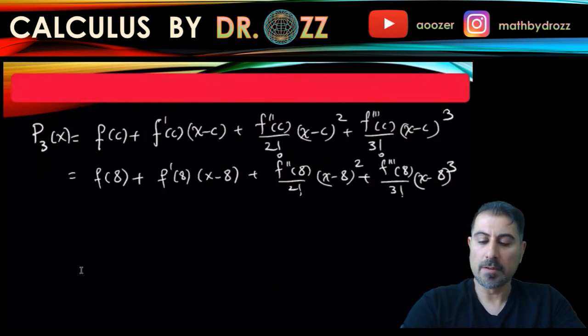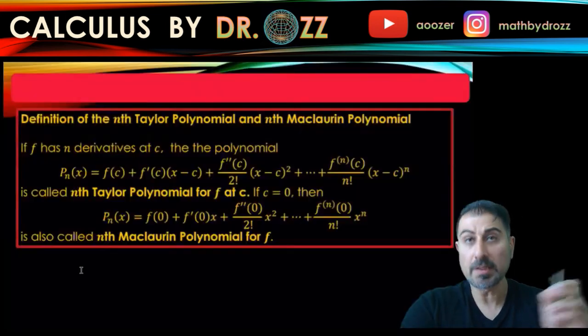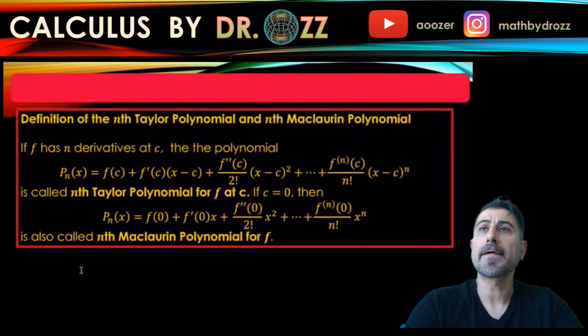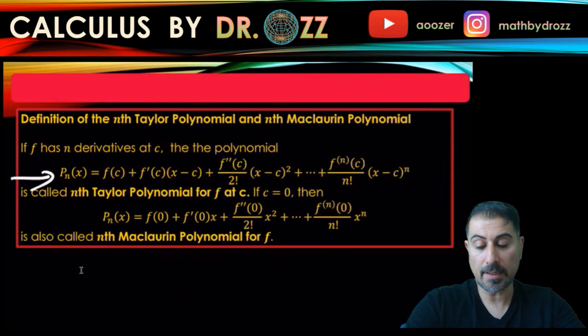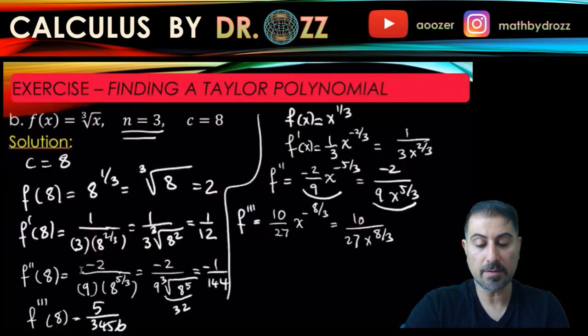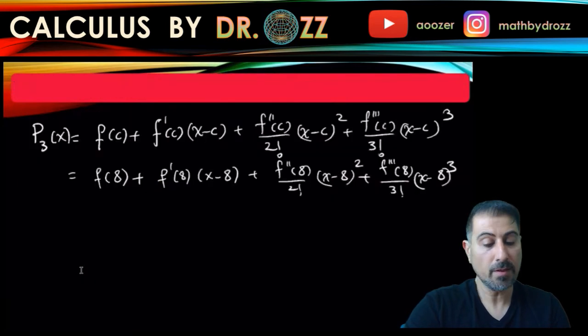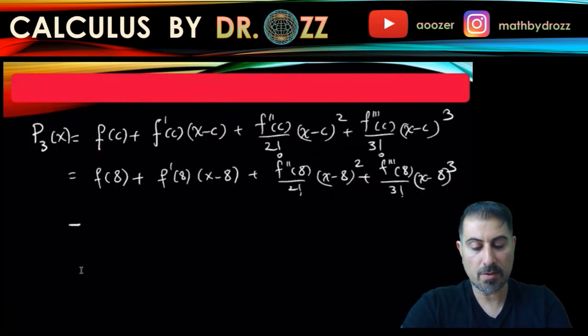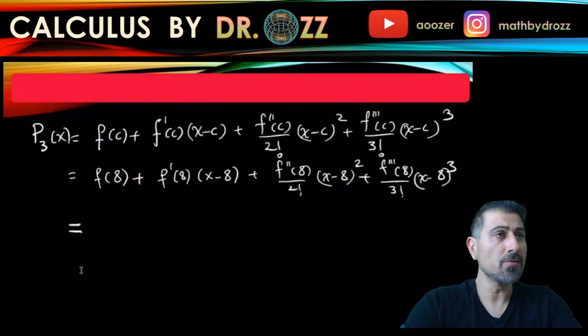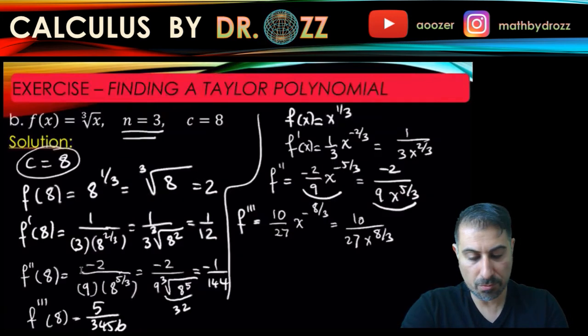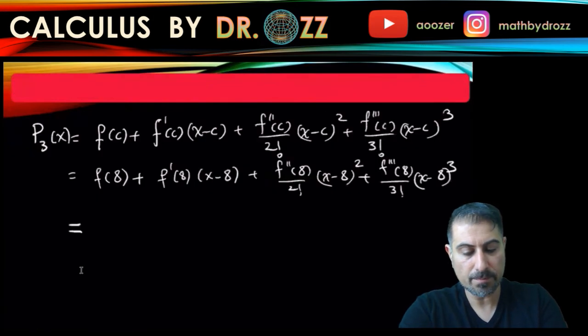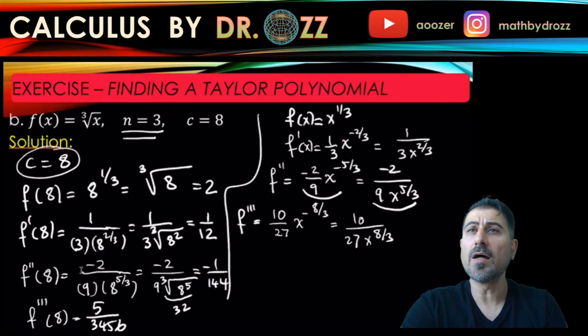There we go. I just precisely wrote the Taylor expansion by following the structure here. And C equals 8 for this case, right? C equals 8. All right. And N equals 3, so it's P3. Let me just grab these values. So f of 8 was 2, right? Okay, 2. F prime of 8 is 1/12.